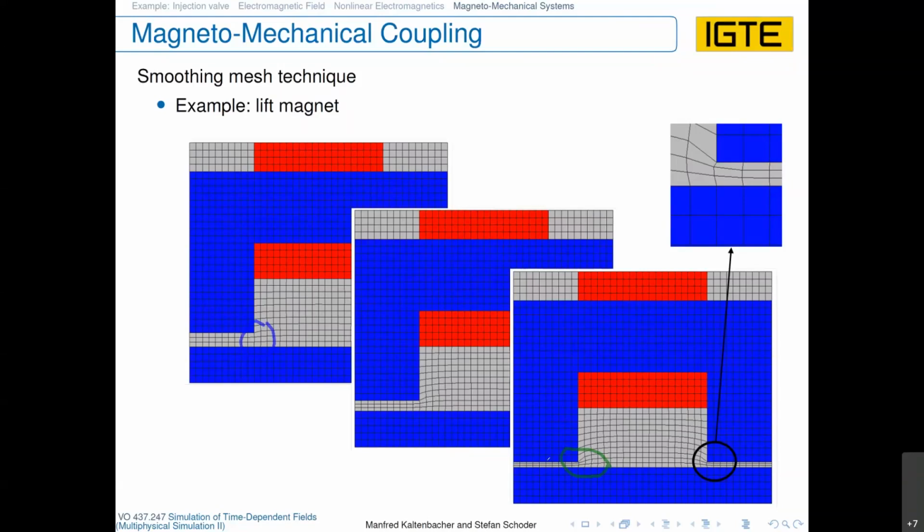So if you have setups where no mechanical contact occurs, then mainly you can do this with the smoothing mesh technique, which means that in the air region, where you also have to compute the electromagnetic field, you solve an additional problem to get a smoothed mesh and not any penetration between finite elements.